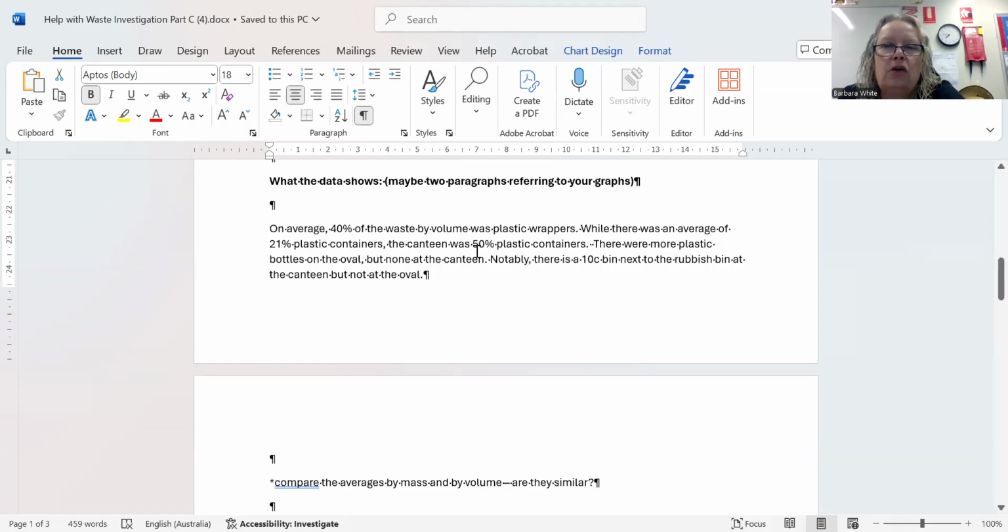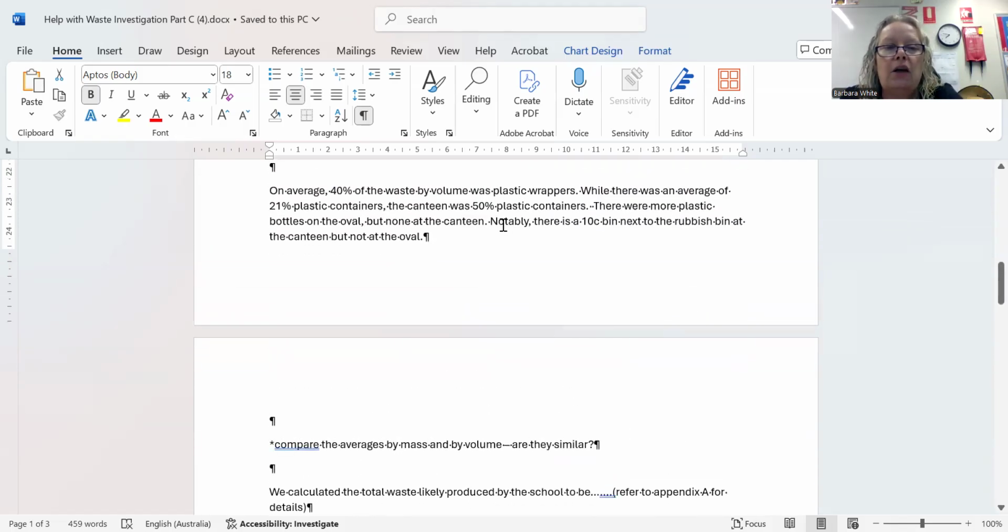So those are the sort of things that you can figure out by looking at your data. You're going to say a few of those things. Now let's go back to your marking key.